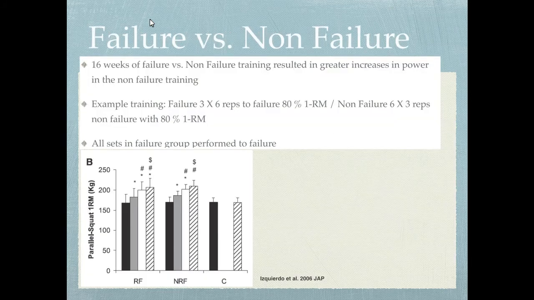And while this is certainly not universal, Izquierdo did 16 weeks of failure training versus non-failure training and found that non-failure resulted in greater increases in power than the failure. For example, if you did 3 by 6 reps of failure at 80% 1RM, you might do 6 by 3 reps, or you might do 4 sets of 5 reps to non-failure, which probably would be more beneficial. And you'll find out why when we talk about cluster set training.